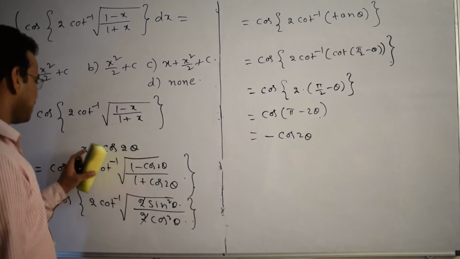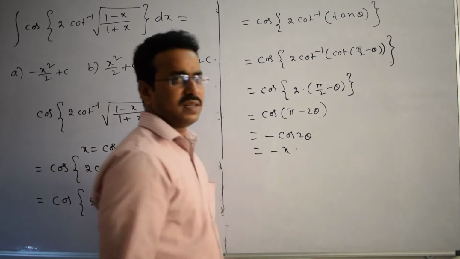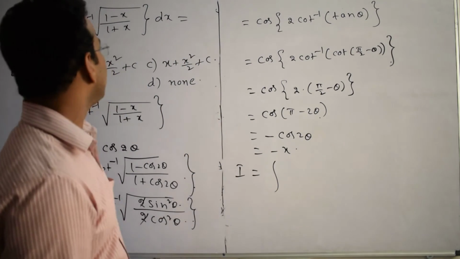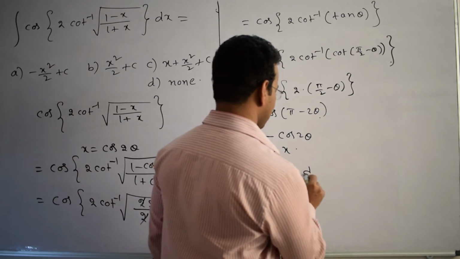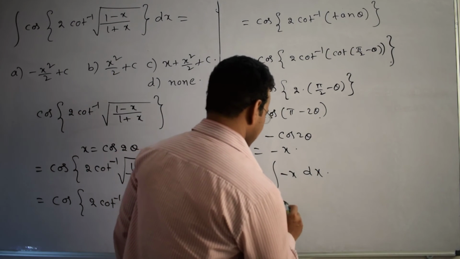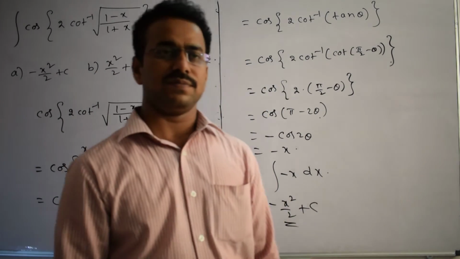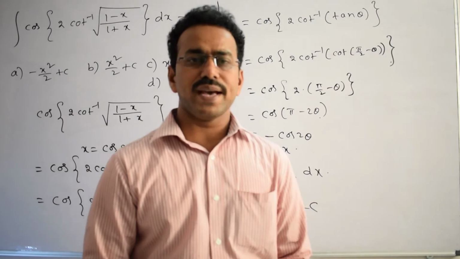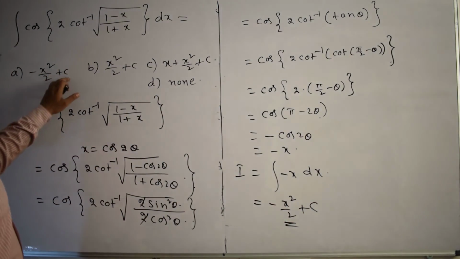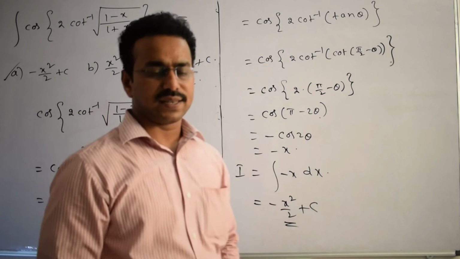But what is our assumption? x equals cos 2 theta, so this equals minus x. Therefore the given integral I equals integral, what is the integrand here? Minus x dx, which equals minus x square by 2 plus c. This is the final conclusion. Now let's compare with the given options. What are the given options here? Minus x square by 2 plus c is the correct option. Rest of the options are incorrect.